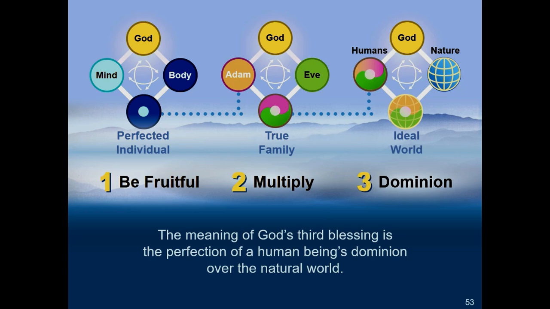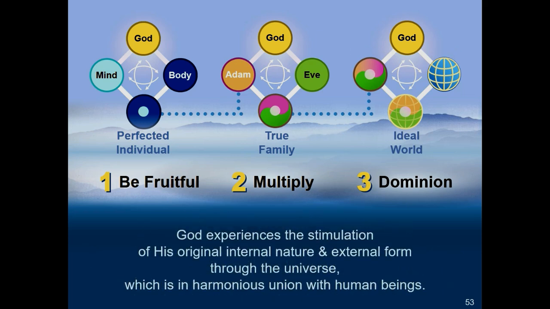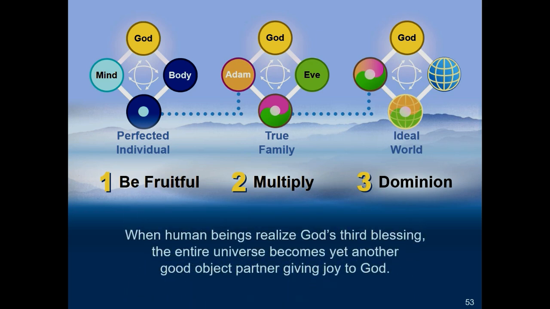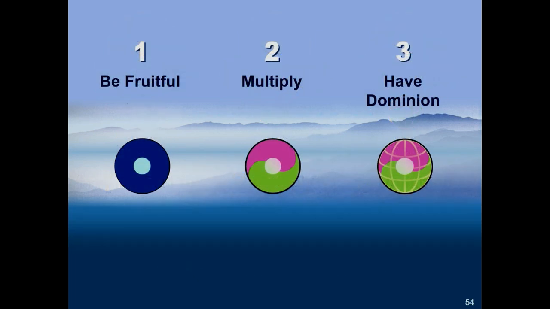The meaning of God's third blessing is the perfection of a human being's dominion over the natural world. To fulfill this blessing, human beings and the natural world become completely one, thus forming a God-centered four-position foundation of dominion. God experiences the stimulation of his original internal nature and external form through the universe, which is in harmonious union with human beings. When human beings realize God's third blessing, the entire universe becomes yet another good object partner, giving joy to God. Be fruitful, multiply, and have dominion.